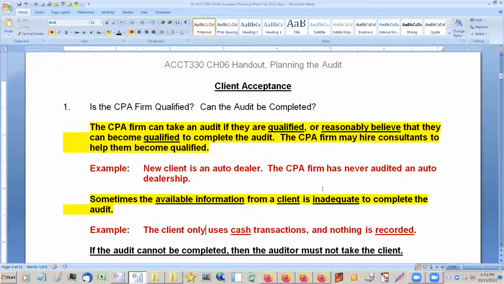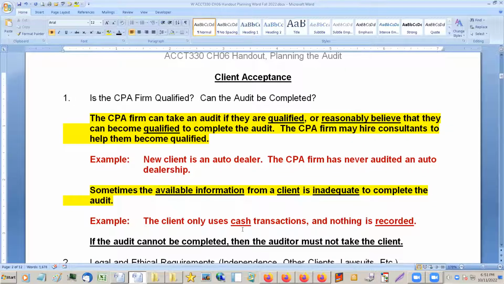Yeah, if you don't think reasonably that the audit can be completed, there's not enough information, for example, or any other reason, really. If you don't think you can complete the audit, then you cannot take it. You cannot take the client.